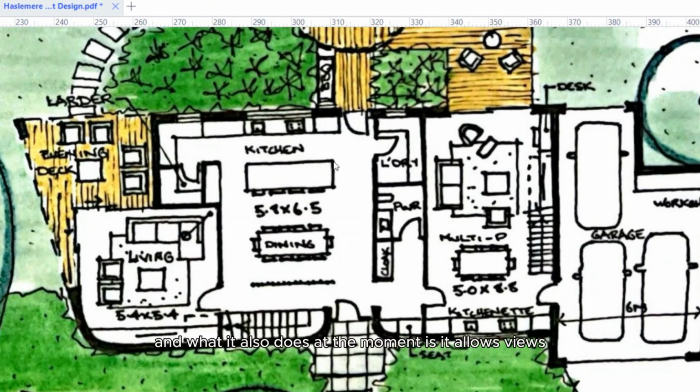And what it also does at the moment is it allows views as soon as you come into the building straight through into the garden. And it also extends this space visually right through to here. And so it makes the house feel more spacious. And it's not necessarily a function, but it's more to do with the aesthetic of the building in regard to this one.